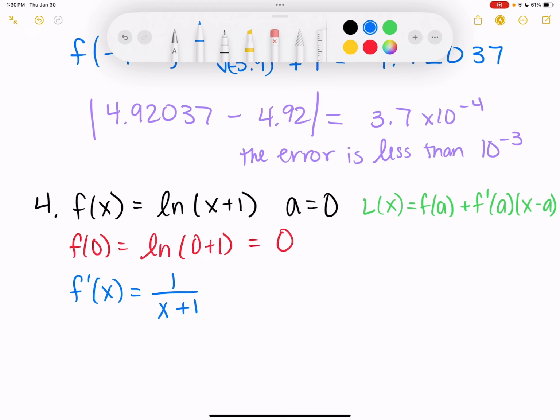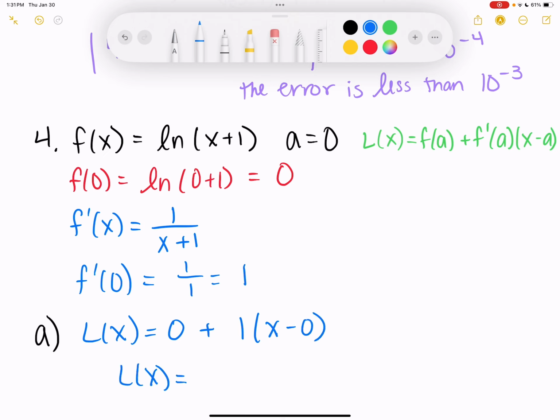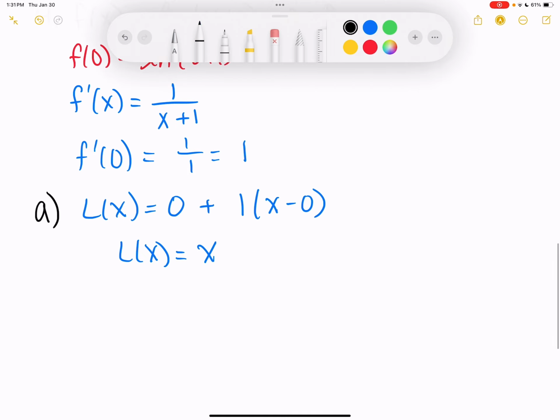So now, evaluate at 0. So f prime of 0 is 1 over 1, which is 1. And then x minus 0 is just x, so I just disregard it. So my linearization for this one, a bunch of pieces are missing. I'll write in the zeros right now, but normally I just wouldn't. L of x equals 0 plus 1 times x minus 0. So this just ends up being x. Then we're doing it at a plus 0.1 for part B. So L of 0.1 equals 0.1.